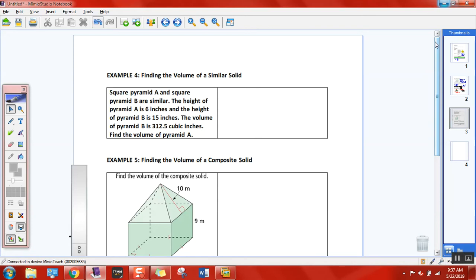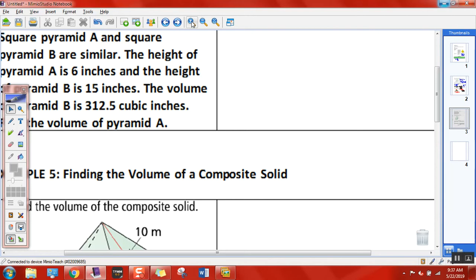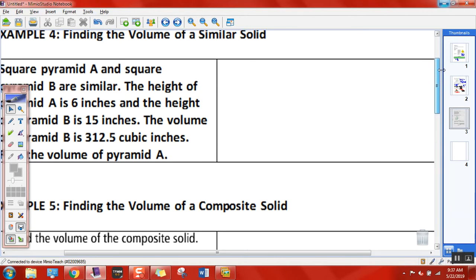All right, so I'm going to set this up as maybe pyramid A and pyramid B. Who's got the hiccups? Do you need to get a drink? You can if you want.